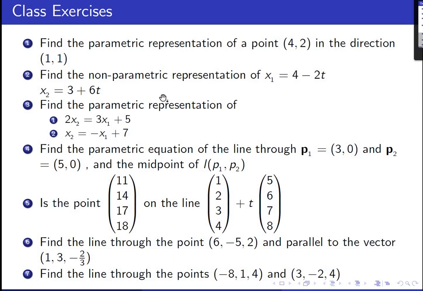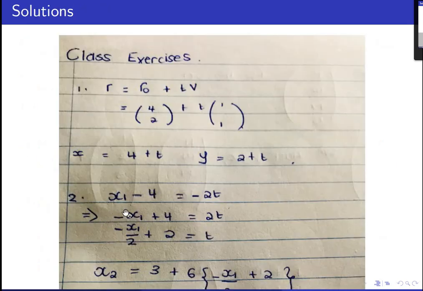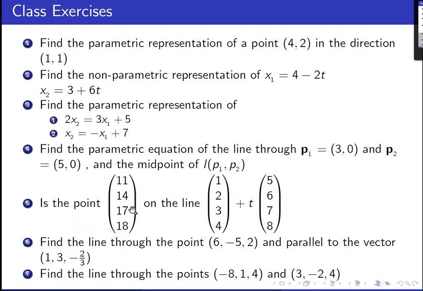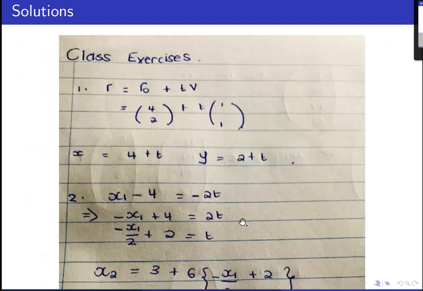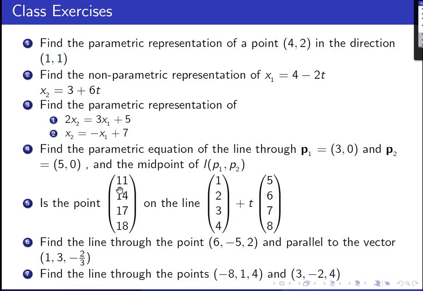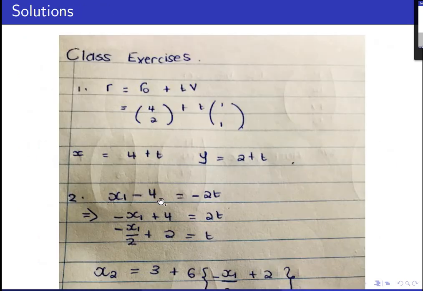So what I'm doing is I'm solving the first equation. The first equation is x1 minus 4 equals negative 2t. I solve this for t, right? So t is equal to negative x1 over 2 plus 2. And once I have solved this equation for t, right?